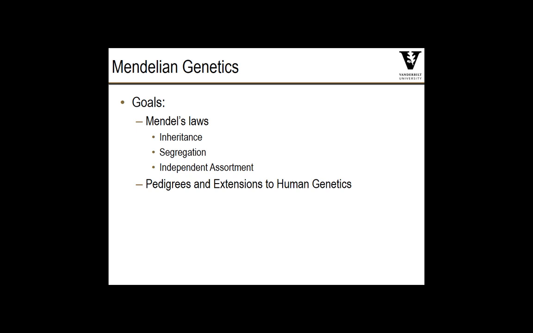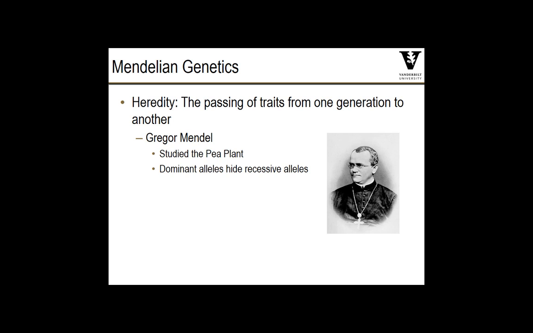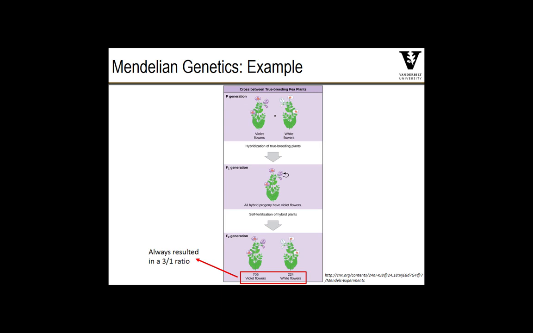So this is Gregor Mendel. He studied the pea plant, and he thought of heredity as the passing of traits from one generation to another. And most of his theories relied on the idea of dominance. I didn't know it was going to end up being recorded, so my bad. But anyway, these are the early experiments of Mendel and how he came to devise some of these Mendelian laws I'm going to bring up.